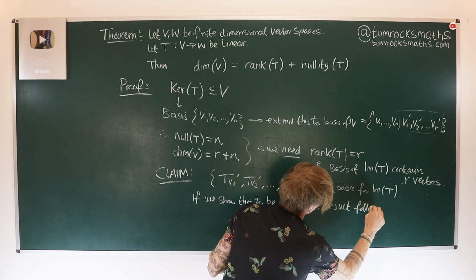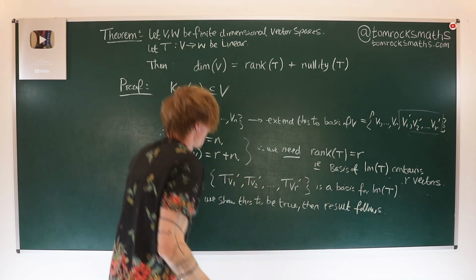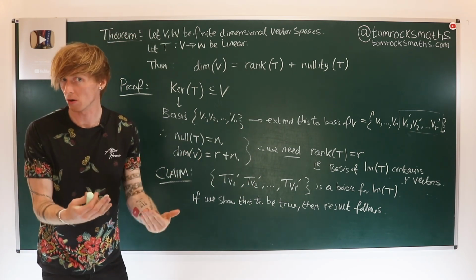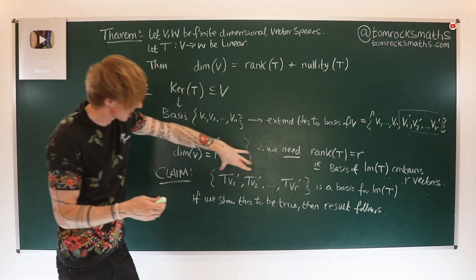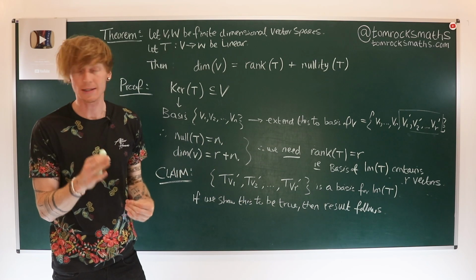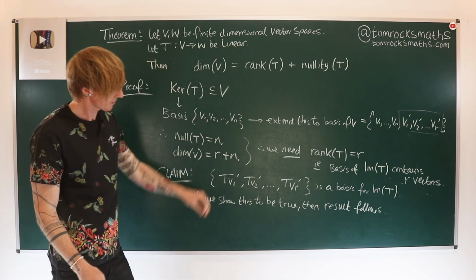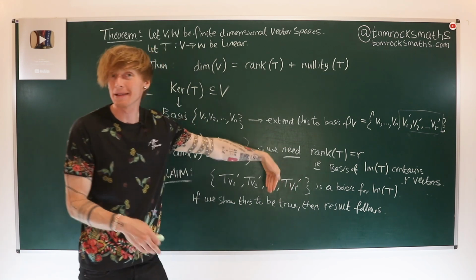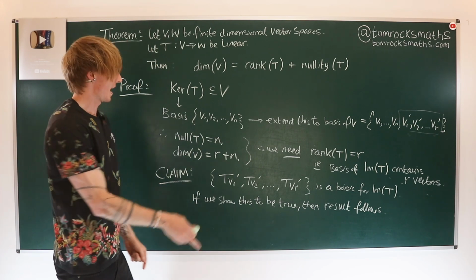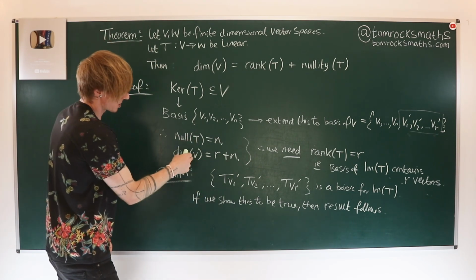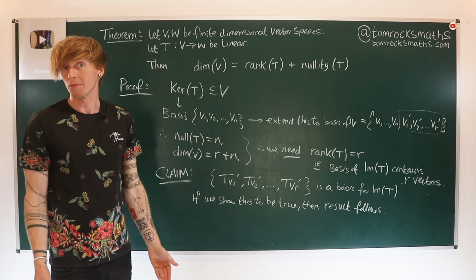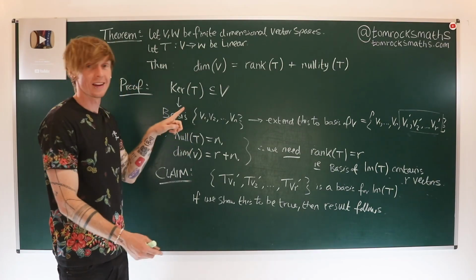We have rank nullity. Because if this is indeed a basis, which again, recall, means this is a spanning set which is also linearly independent, and I'm going to have to show both of those things, then there are clearly R elements here, and so the dimension of the image is R, and therefore we can conclude the dimension of V is indeed equal to the nullity plus the rank. So we need to prove the claim.